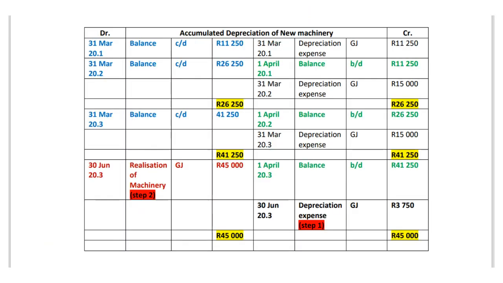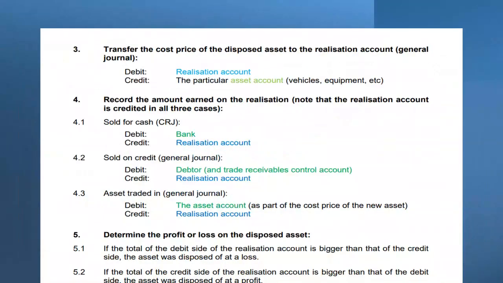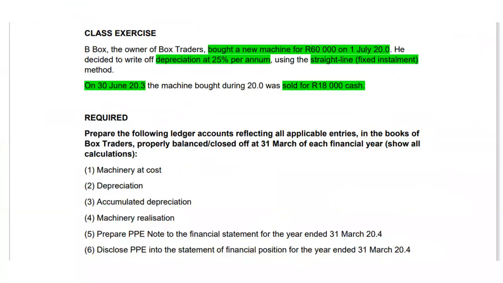We need to move then to step 4. I want us to go back to step number 4. What is required of us for step number 4? Record the amount earned on the realization. So they show you that there were 3 methods, but what is important here, you will always credit your realization account. For this machinery, we're told that it was sold for cash. So 4.1 is applicable here. We are debiting the bank, and what are we crediting? The realization account. For how much? It was sold for 18,000 rand. Remember here, we're told it was sold for 18,000 rand cash.